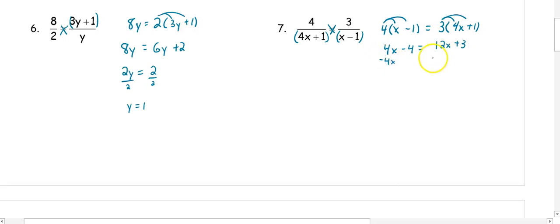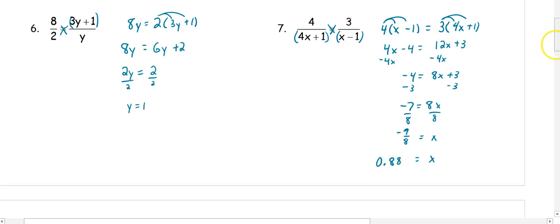So I can subtract 4x from both sides. I get negative 4 equals 8x plus 3. I can subtract 3 from both sides. I get negative 7 equals 8x. When we divide by 8, we get negative 7/8. Or as a decimal, I'm going to do negative 7 divided by 8. And I get negative 0.875, but remember we're rounding to the nearest hundredth, so we're going to have negative 0.88.